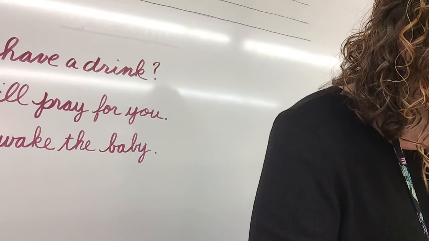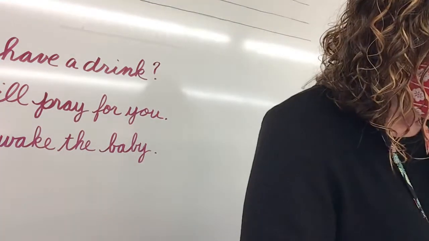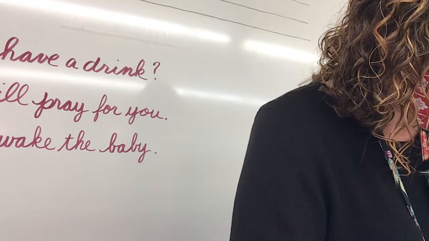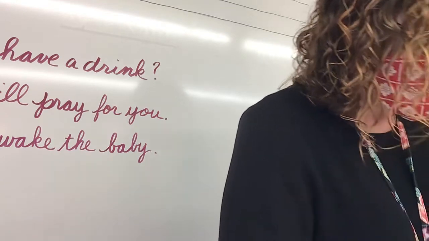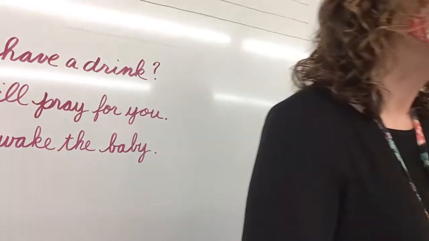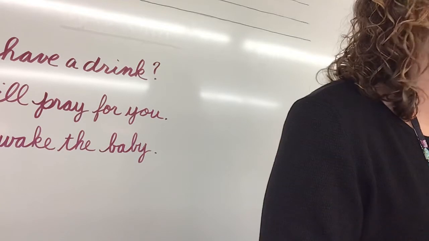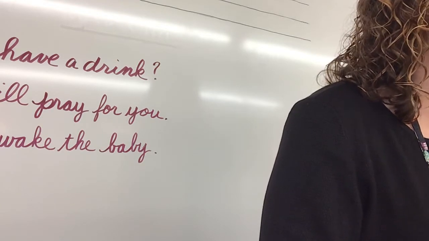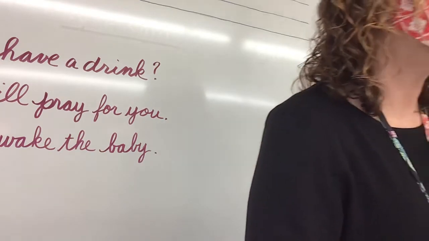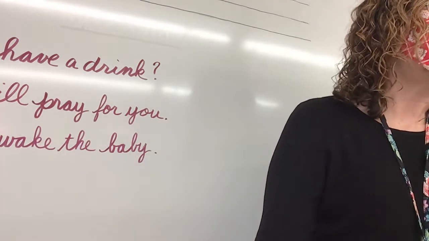365 days equals 1 year. 12 months equals 1 year. 7 days equals 1 week. There are about 4 weeks in 1 month. There is 1 month that has exactly 4 weeks. Which month is that? Adam? February. Yes, February. Because 7 times 4 is 28. And February has 28 days, except for leap year. And then it is not exactly 4 weeks. It's 4 weeks and 1 day.